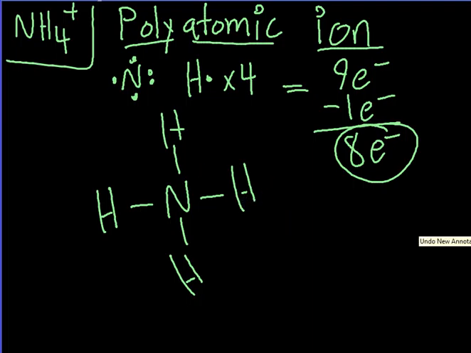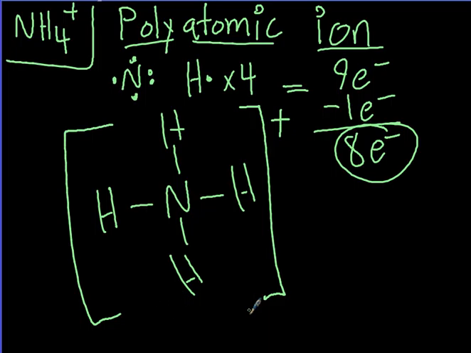That's it. The one thing you would do to denote that this is a polyatomic structure is that you would have big brackets here, and you put that plus sign that you see over here. That shows this is a polyatomic ion.